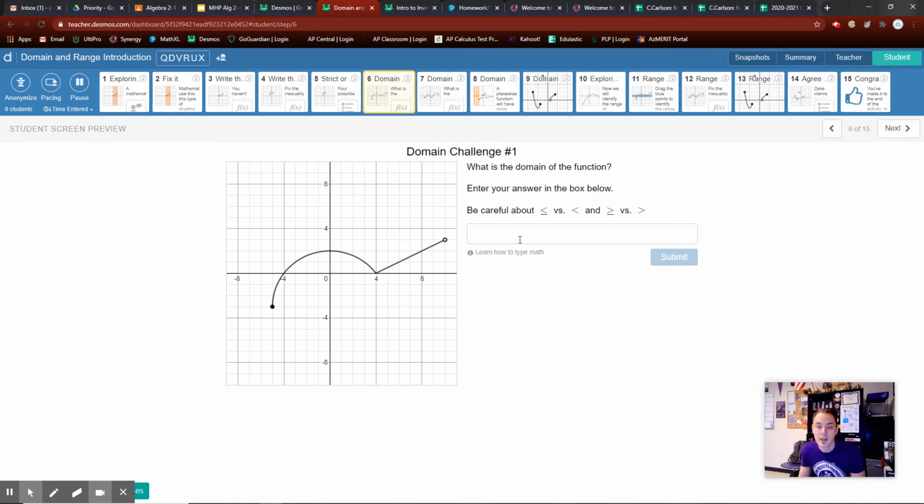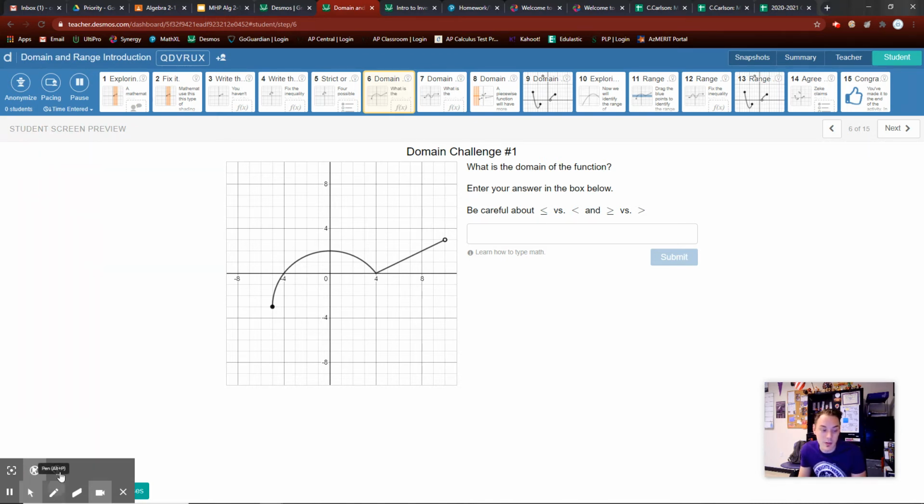Going on to the next slide. This is another piecewise function. It looks fantastic. What is the domain? Be careful to use less than or equal to, or less than, greater than or equal to, or greater than, and so forth. Now, I look at this. These are my points, right? And just because it has a little sharp point here doesn't really mean anything. Now, when you get up to higher level math, it actually does mean something.